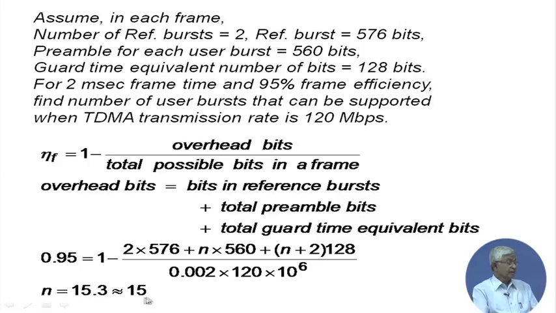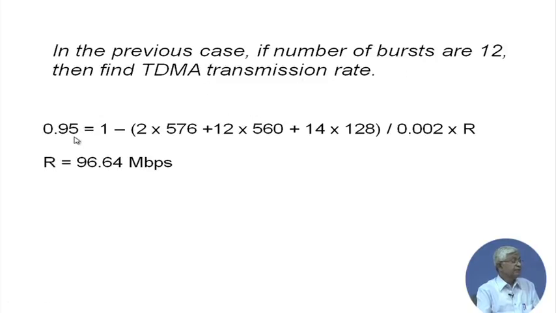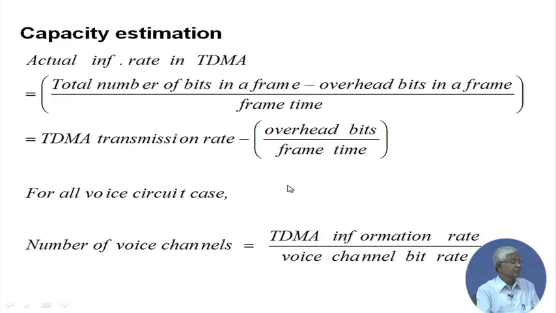Obviously, the lower number has to be given. This argument has been explained to you in FDMA. So, 15 users are possible. Let us say if the number of bursts is 12, then what is the transmission rate? You can find out, efficiency is known, 12 bursts, and then frame time is given. So, you can find out. If any number is missing, you can find out those things.